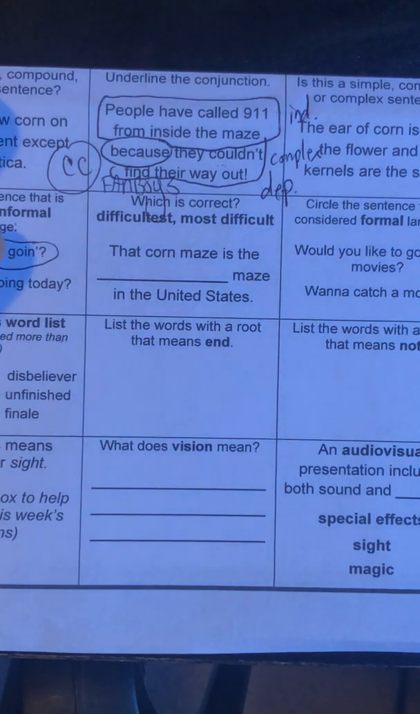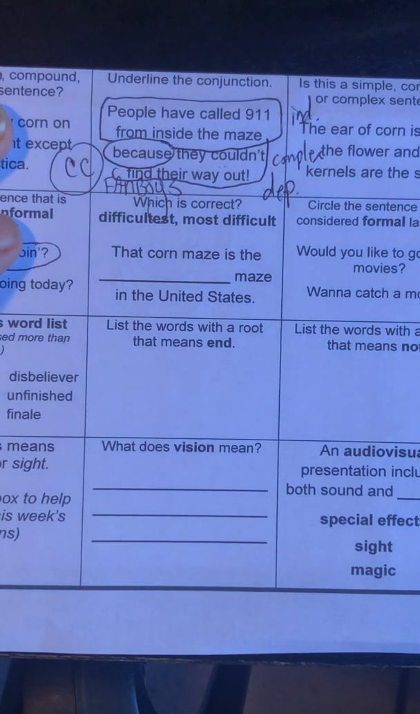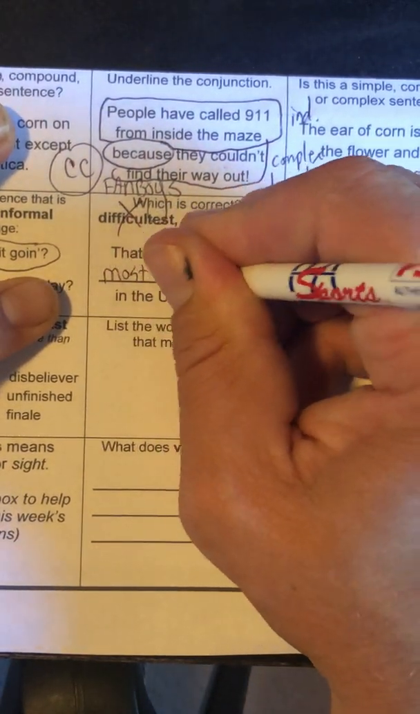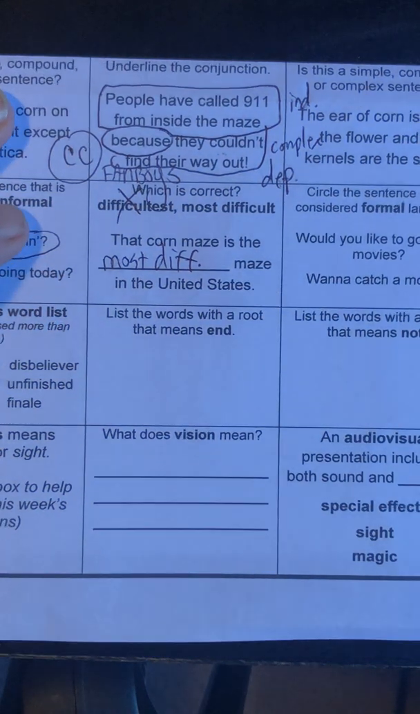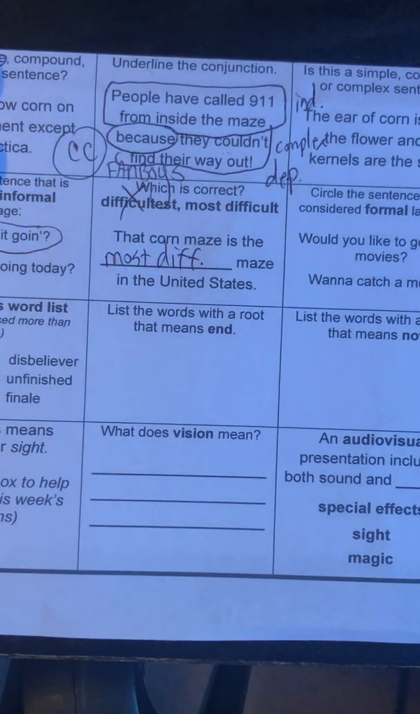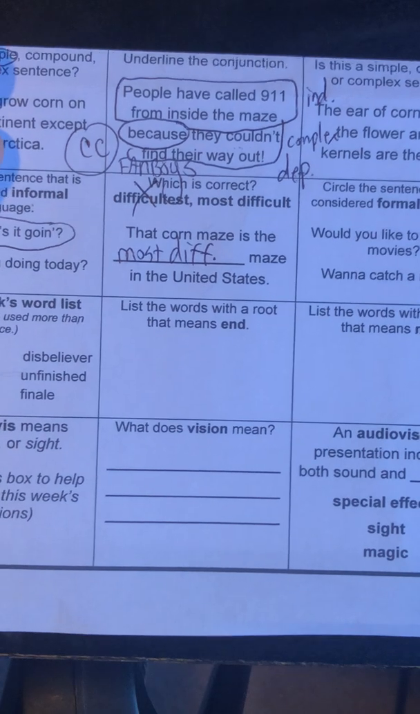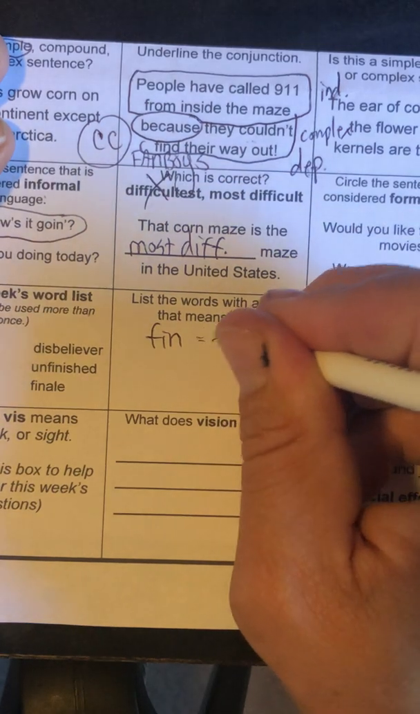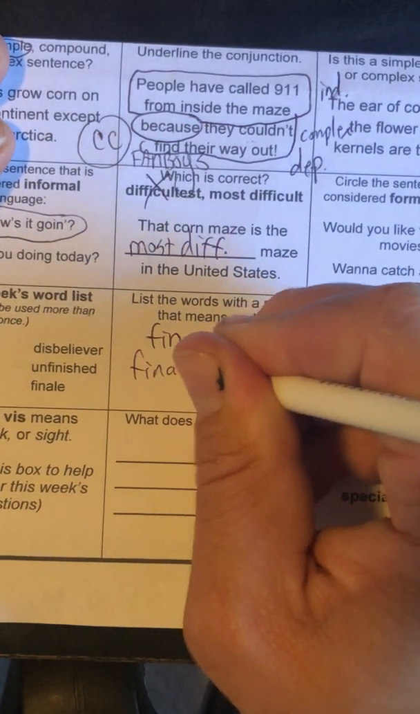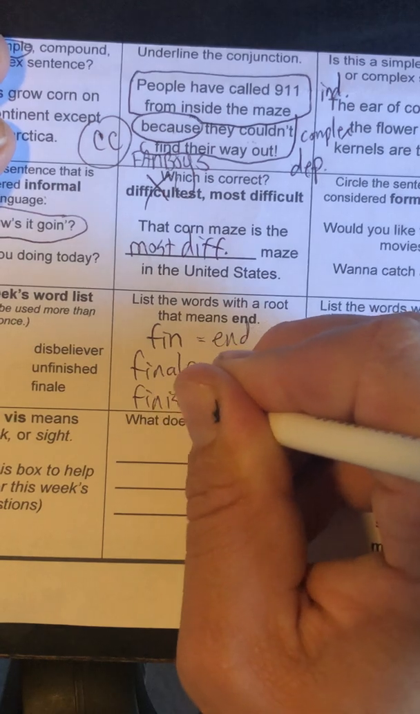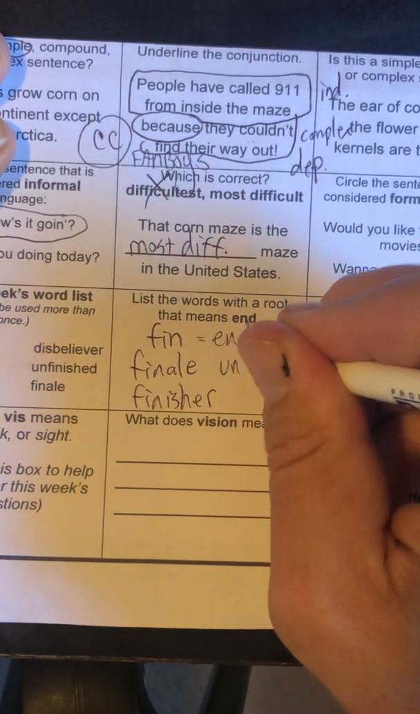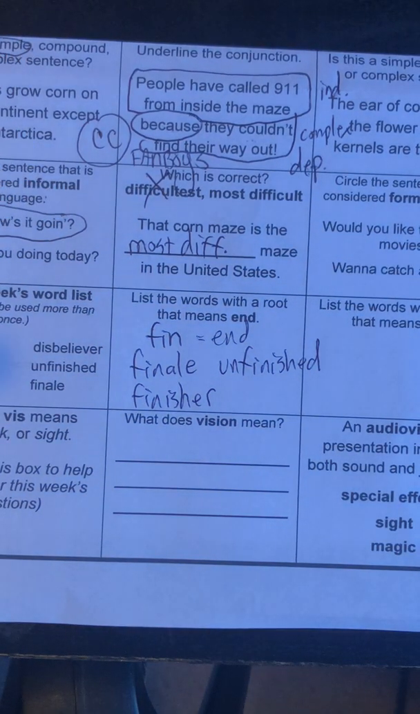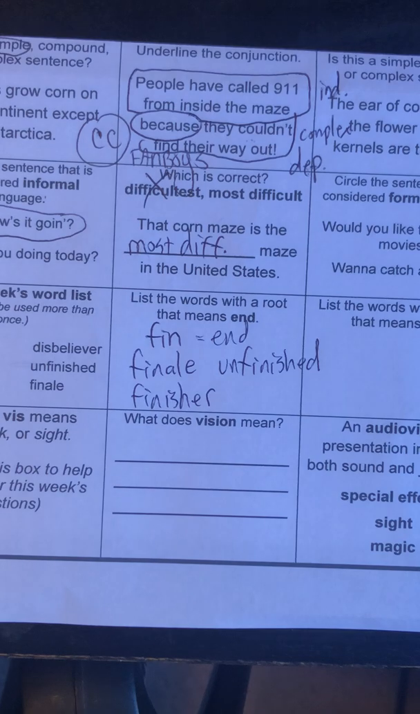Which is correct? That corn maze is the blank maze in the United States. Difficultest is not a word, so we're looking at "most difficult." List the words with a root that means end. Let's see. Fin, I think, if I remember from a lesson before, meant end. So we have finale, we have finisher, and we have unfinished. Those are all the ones that mean end.